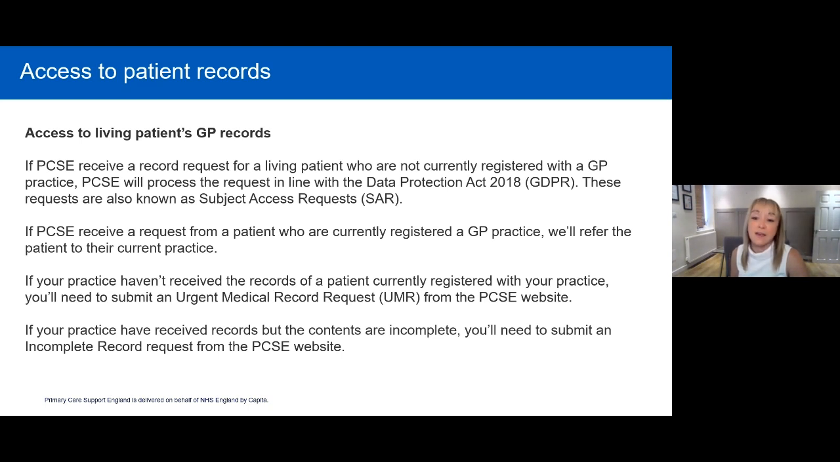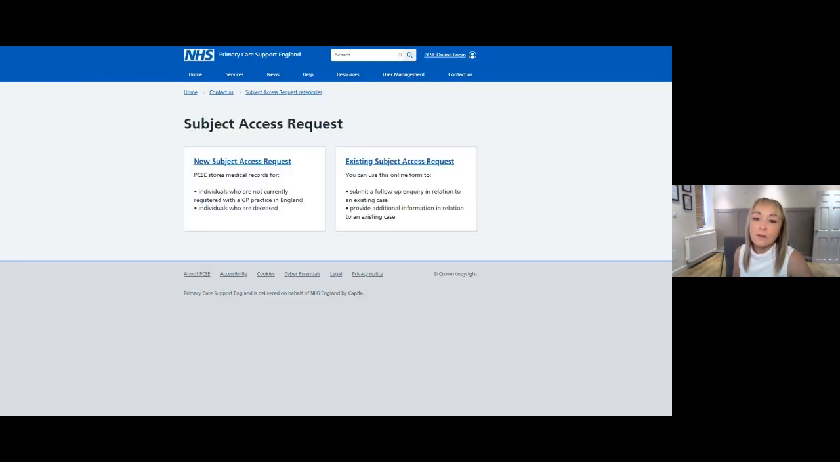And in cases when we have received a CD, as we are unable to get those records sent on a CD. Now, if you do need to make a subject access request, again, we just ask that you use the online form, as you can see on screen here, and that can be found on the PCSE website, by visiting the Contact Us section.